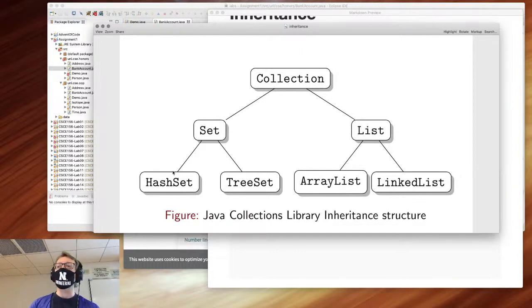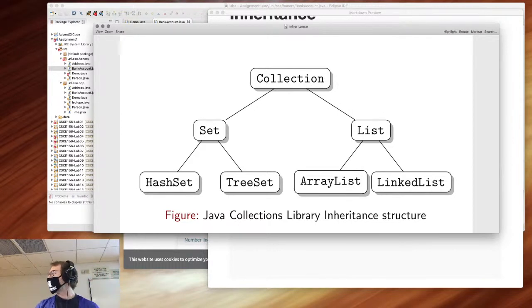Are you going to use a hash table, or are you going to use a tree data structure? Over here with lists, are you going to use an array? That's why we call it an array list. Or are you going to use a bunch of nodes that are connected to each other? Something that we'll talk about later. So, most general down to more specific. It's a way to organize things into a hierarchy.